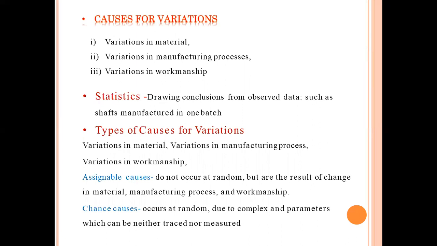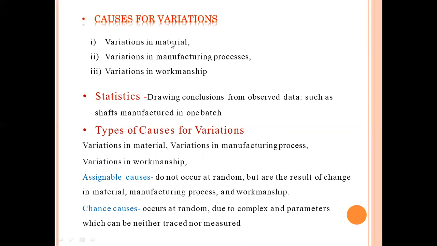So first point is the causes of variation. What are the reasons due to which there is a variation in the observation or data collection? That is called the causes of variations. There are basically three causes of variation. One is variation in material, second is variation in the manufacturing process, and third is variation in workmanship. Because of these three causes of variation, there will be a variation in the observed data.